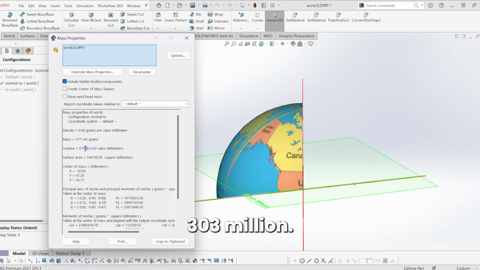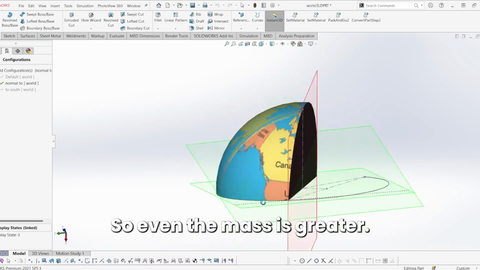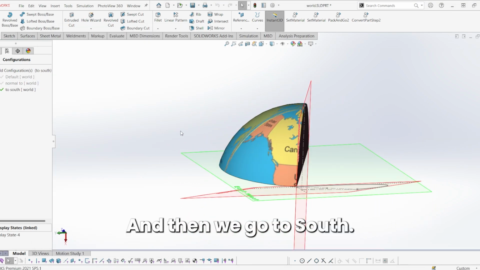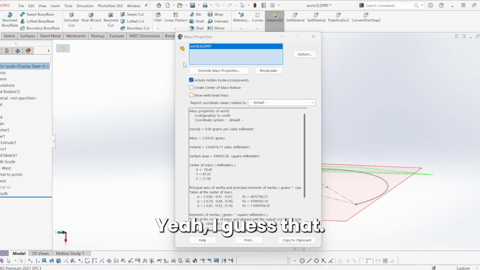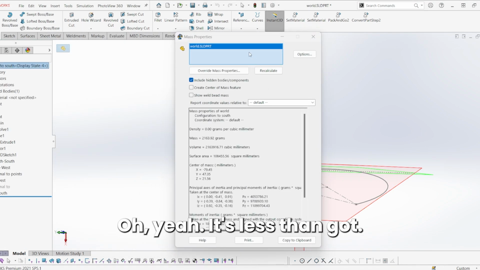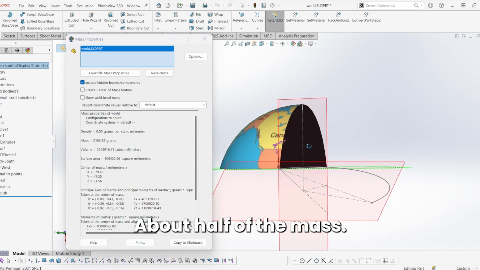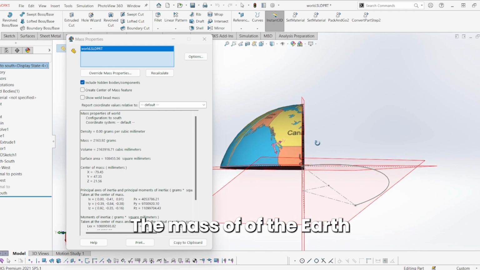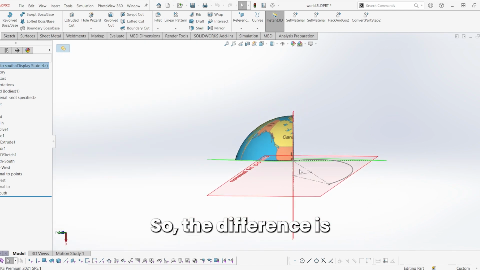Volume 303 million. So this is 4 grams. Oh wow, so even the mass is greater. That's odd. And then we go to south. This amount here. Delete. Need to select. Yeah, I guess that. Oh yeah, it is less. Thank God. So this is 2 kilograms, about half of the mass of the earth as to what we saw before. So the difference is in the direction of the cut, right?